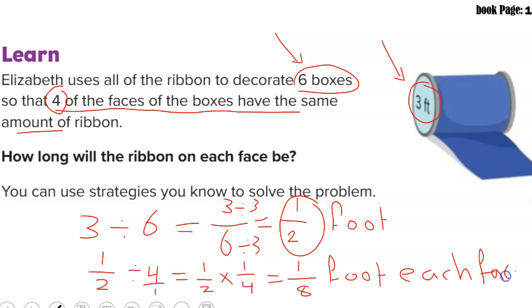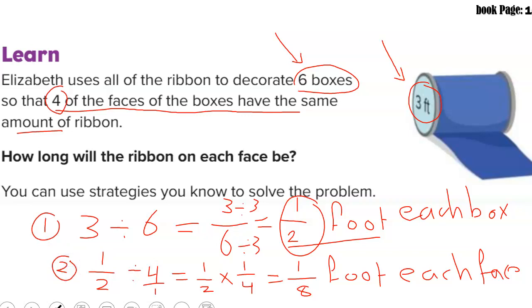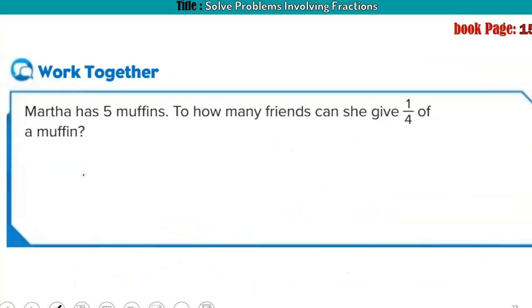in the box. But here the answer was 1/2 foot for each box. So here we solved the problem in 2 steps, the first step and the second step. Some problems are direct, they need only one step. Here, this is a direct problem.